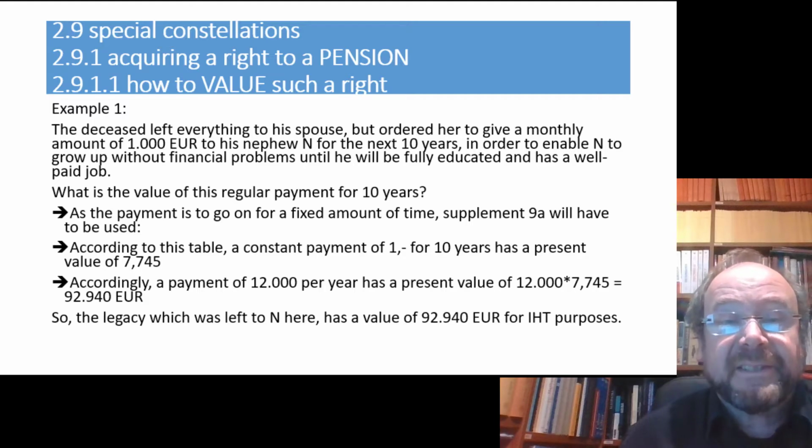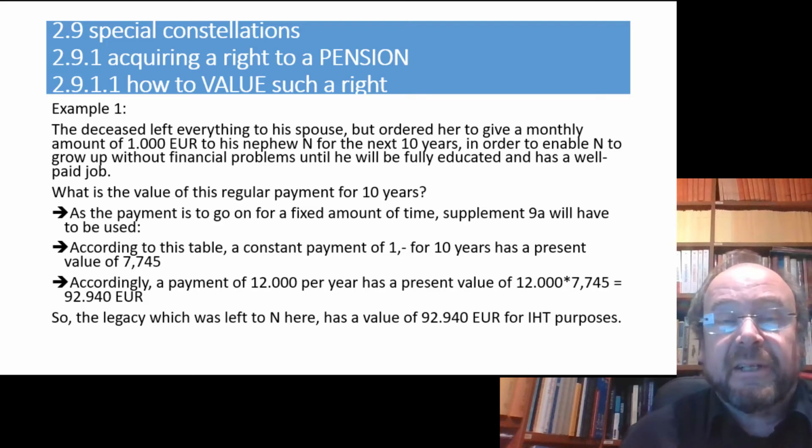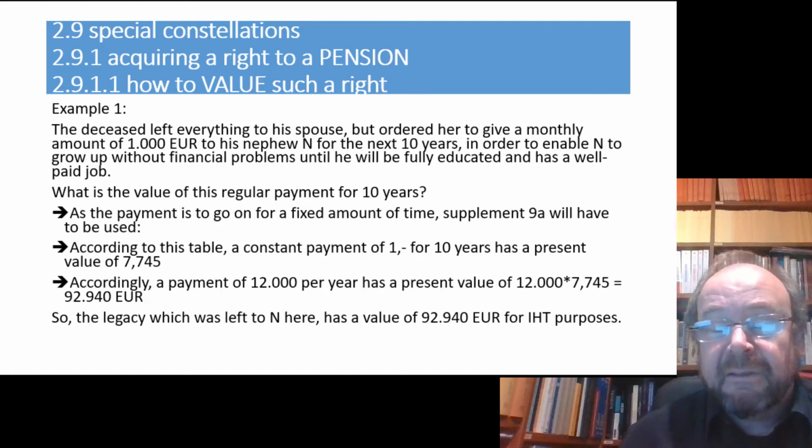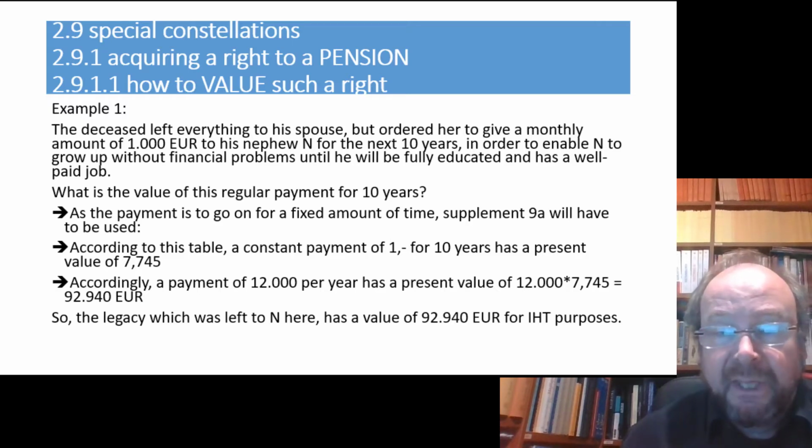Now we have one single date figure. We can add that up with other assets. We can deduct that as a liability from the inheritance when we calculate the amount of enrichment of the spouse. We can apply free allowances. We are absolutely happy. We have all what we need.